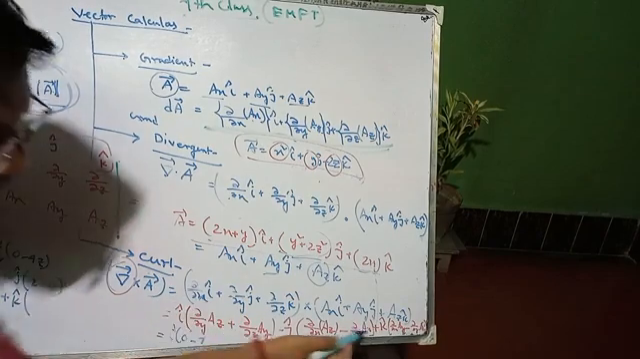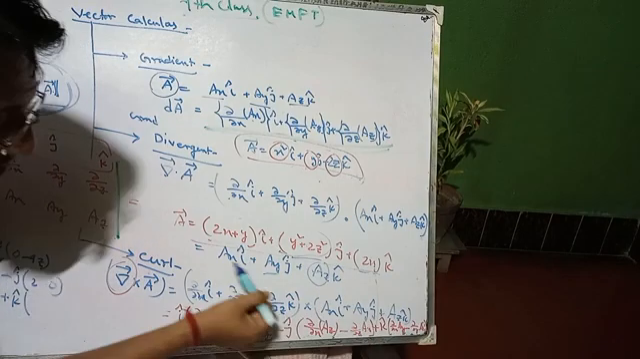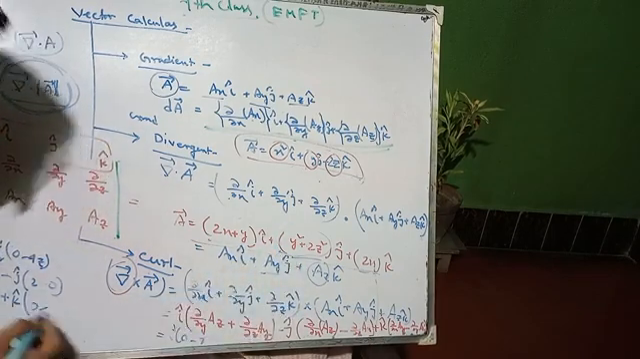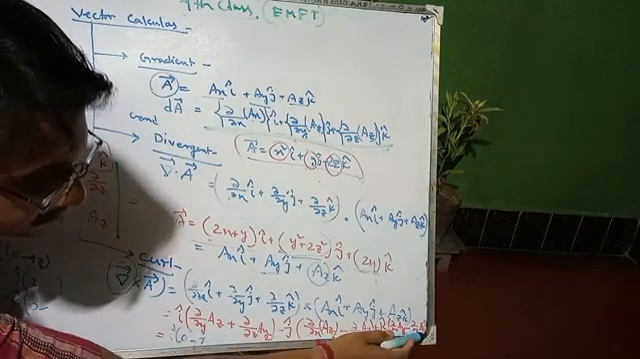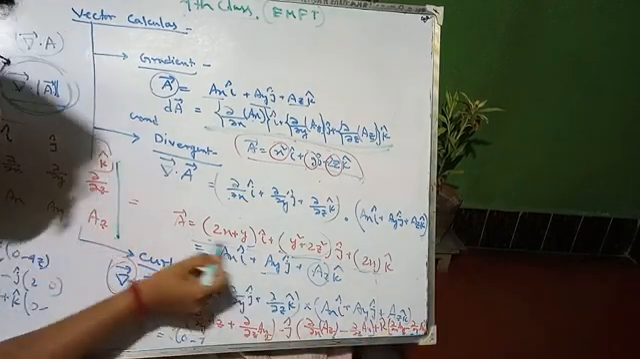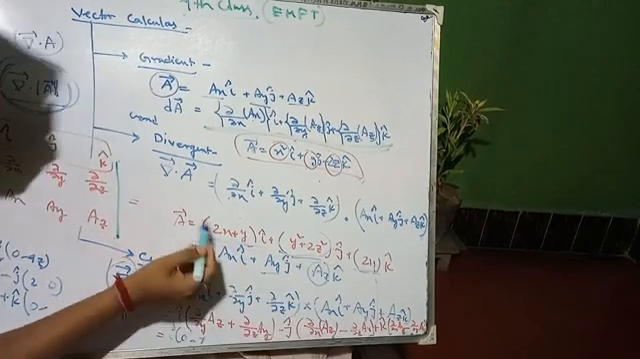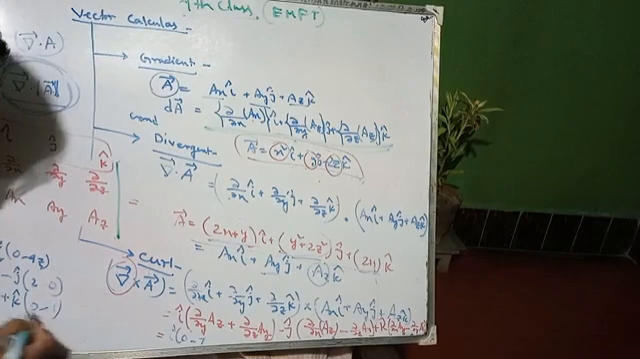K cap. K cap means del del x ay, del del x ay. So there is no x part, again it will be 0. And del del y ax. If we derive this one by del del y, that is y, so it will result 1. So what will be your answer?